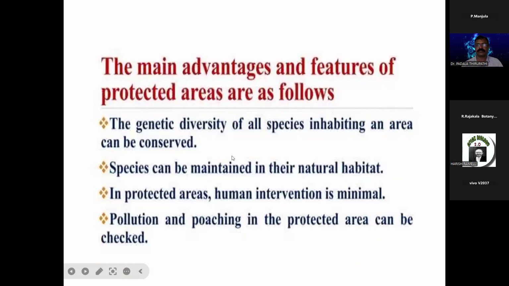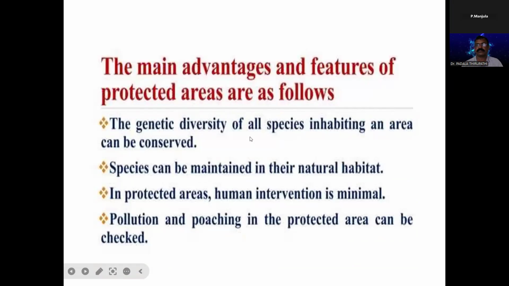So the main advantages of these protected areas are that the genetic diversity of all species inhabiting an area can be conserved, and species can be maintained in their natural habitat. That is in situ conservation. So we are conserving in their natural habitats only.